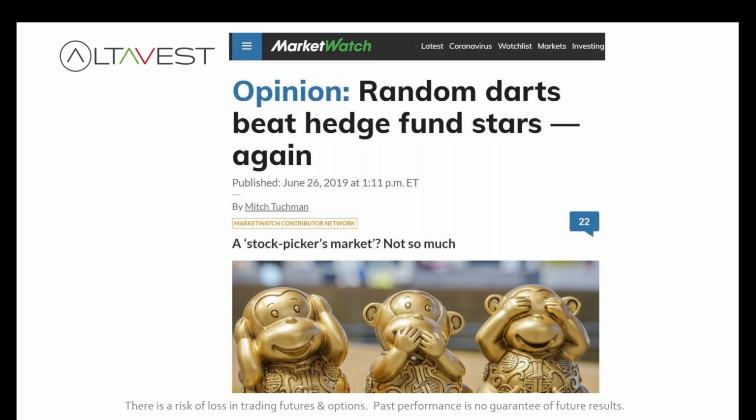And also look at this here. Even randomly throwing darts has been able to beat the top hedge fund stars. And now this is back about 2 years ago, but I don't suspect, once again, I'd have to look at the latest date. I couldn't find anything more current, but I don't think that dynamic has shifted a whole lot since then.